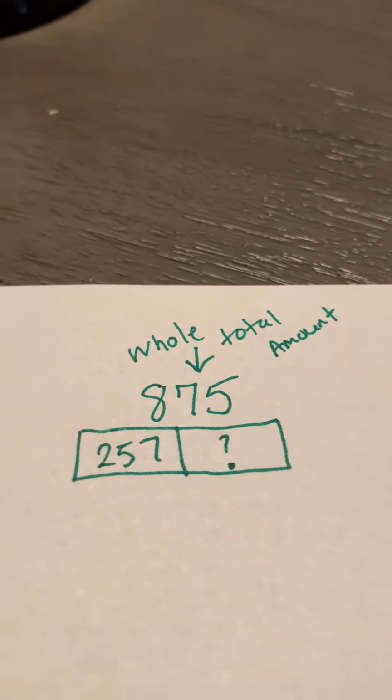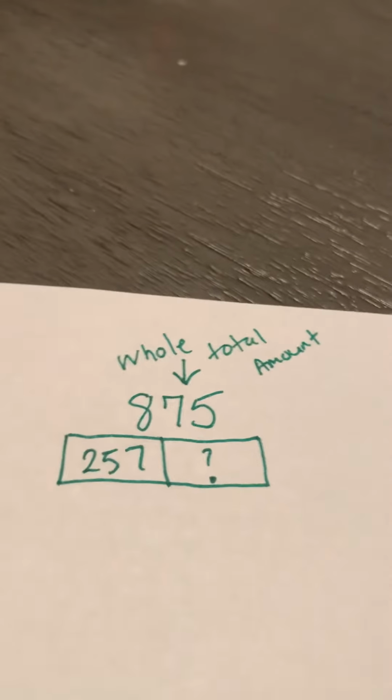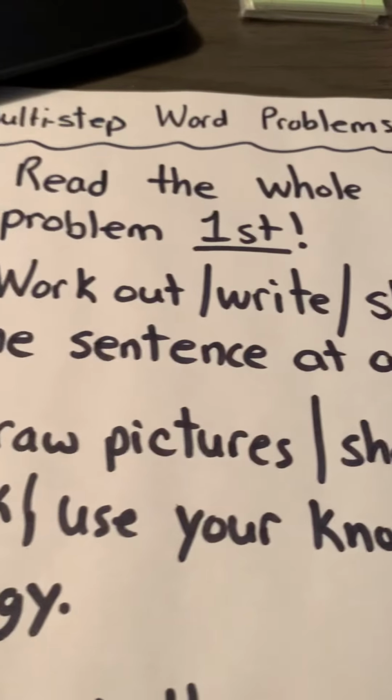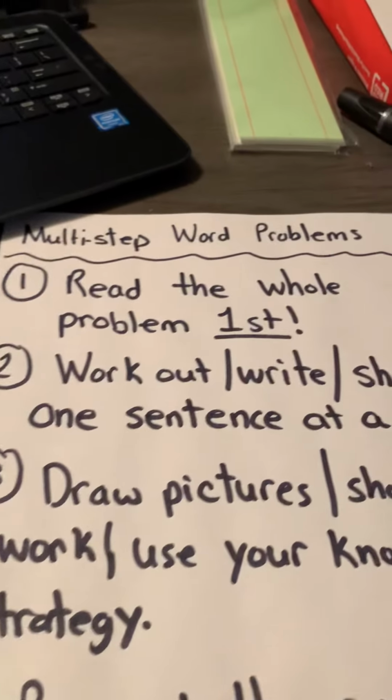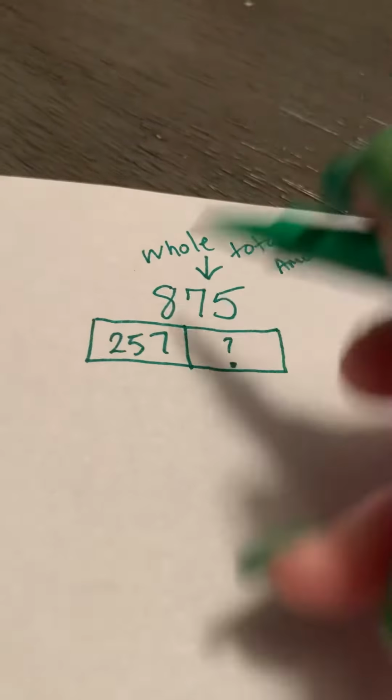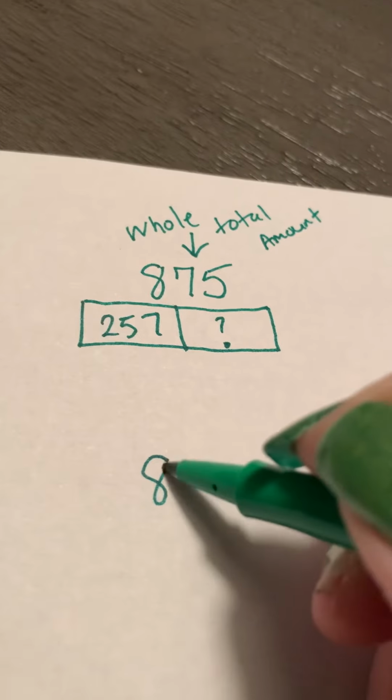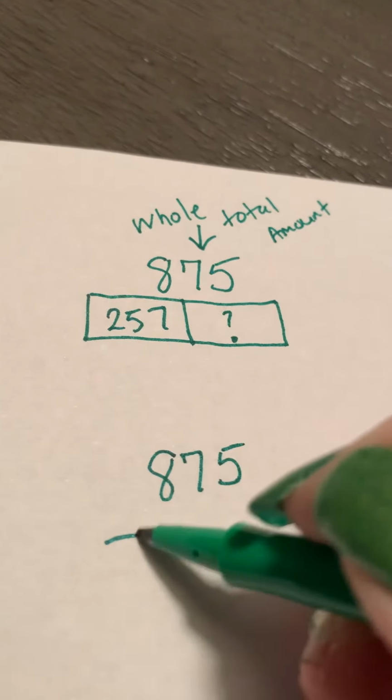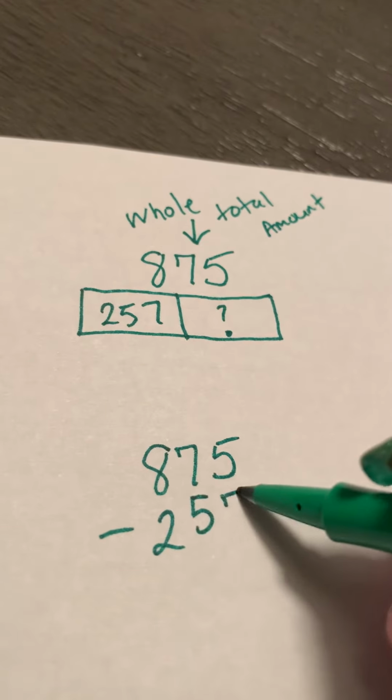Okay, so I'm going to go ahead and solve this problem. I'm not done, but remember, it says draw pictures, show your work, use your known strategies. We have to do one problem at a time. So I'm going to come back over and I'm going to subtract. So I'm going to put 875 minus 257.